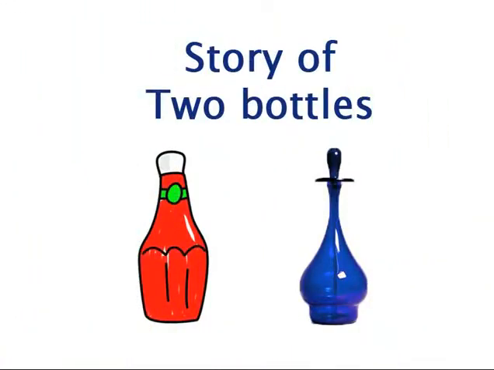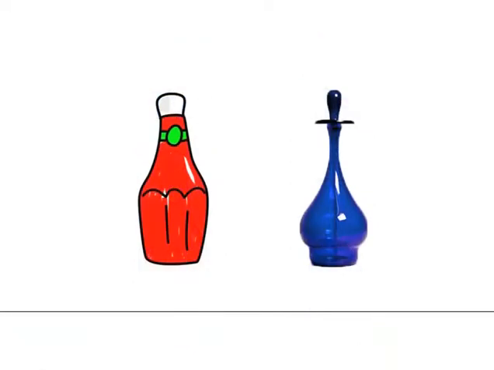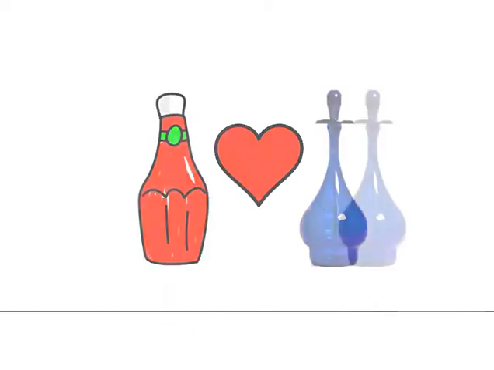Story of two bottles. Once upon a time, in a store, there was a perfume and a tomato ketchup bottle. The tomato ketchup bottle adored the perfume bottle and wanted to become friends with it. But it never made an effort to do that because perfume bottle was really beautiful, tall and great looking. On the other hand, tomato ketchup bottle was dull and lying in the corner covered with dust.